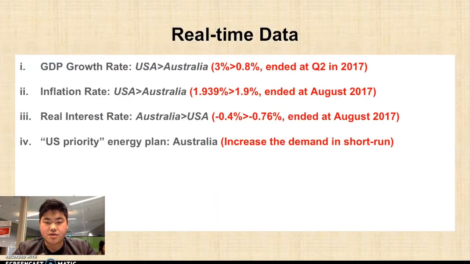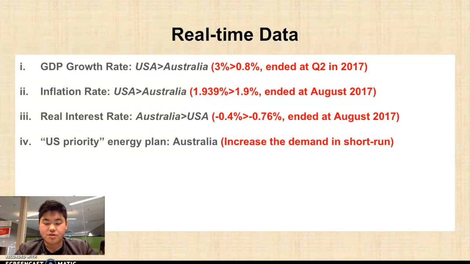Here is the real data between the two nations. So the demand and supply approach should be used in the prediction of AUD against USD in the short run. From the analysis, the GDP growth rate of the US performs higher than Australia. Another word for GDP growth rate is national income. The less income people earn, the less supply of AUD. But for the inflation rate, Australia did better than the USA.